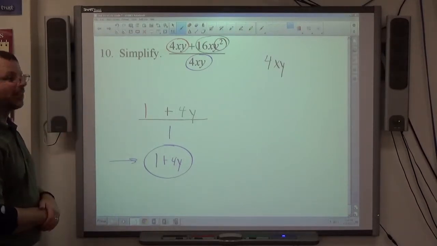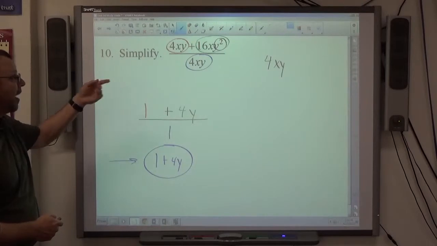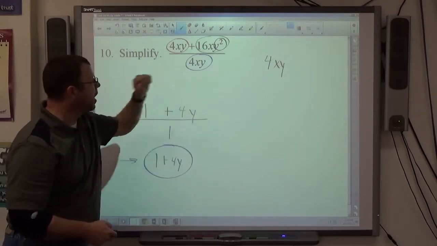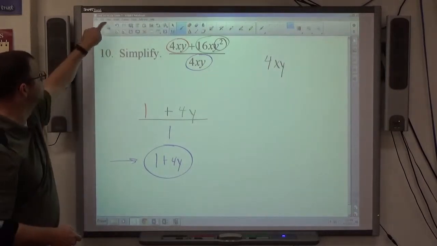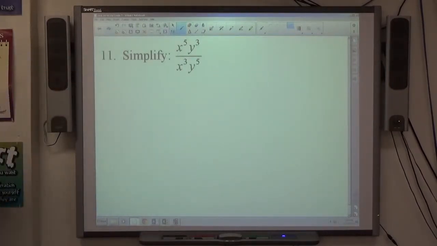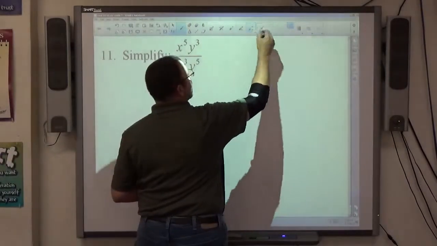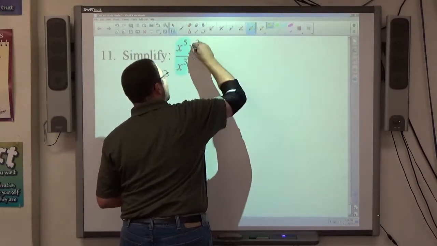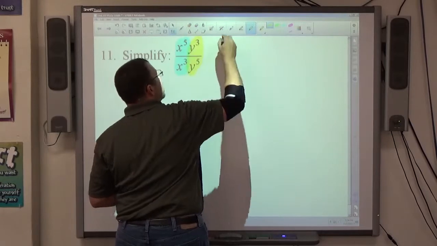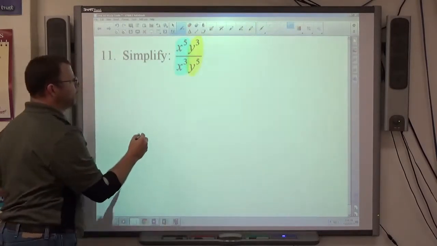It's going to be just like that on the test, number 10. There's going to be a common factor. You should be able to find out what the common factor is, and then just divide each object by that common factor. Number 11, simplify. What we're looking at is we have too many x's, and we have too many y's. So we have to make a decision where x and y both belong.